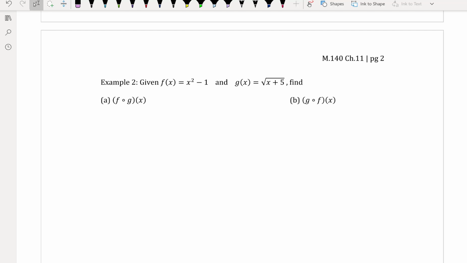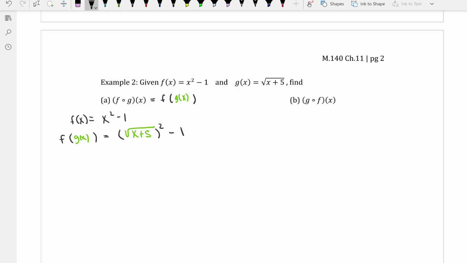So now I have f composed with g with respect to x. So this is the same as saying my f, it's on the outside, and on the inside I have my g function. So okay, let's see what my f function actually is. It is my x squared minus 1. So when I have my f, and what I'm plugging in is my g function, that means every time where I see the x, I'm going to plug in my g function. So I have x squared minus 1. So that g function that I'm plugging in is the square root of x plus 5.